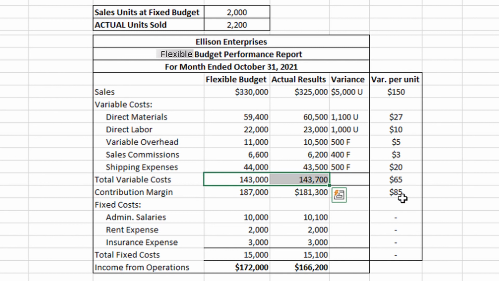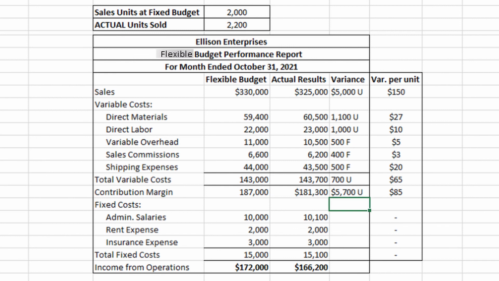Next we look to the total variable costs, which are $143,700. This is $700 more in variable costs than we budgeted, so we exceeded the variable cost budget, which is an unfavorable outcome. The actual results contribution margin is much lower than the budget. Remember that a higher contribution margin is a good thing. It's a measure of income, so having a lower contribution margin is unfavorable, and the amount is $5,700.